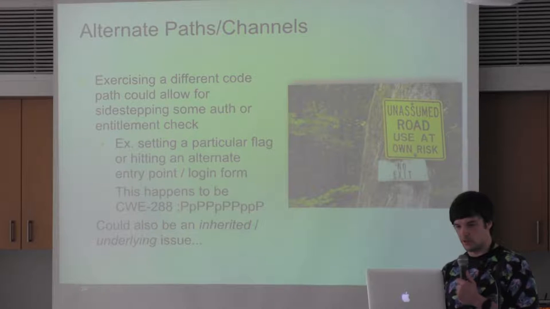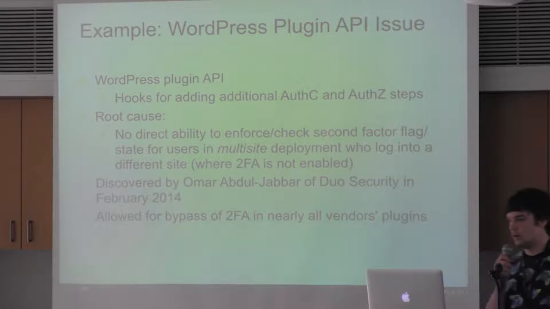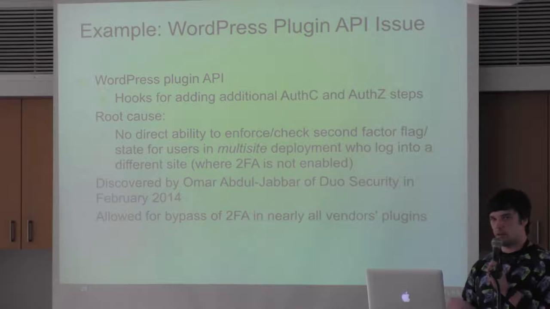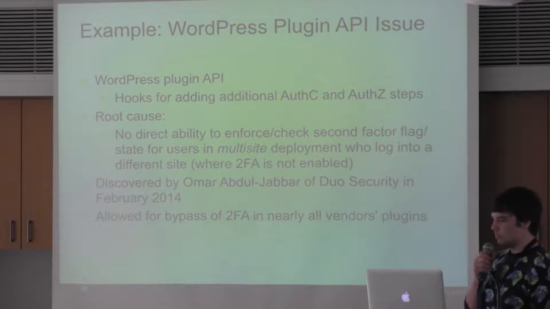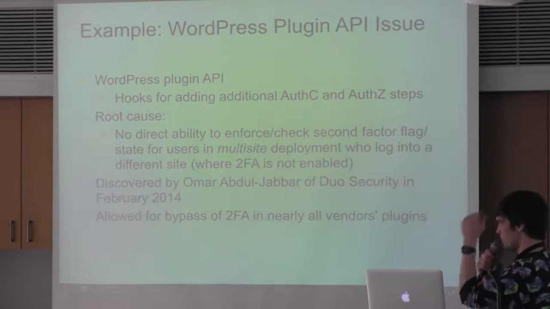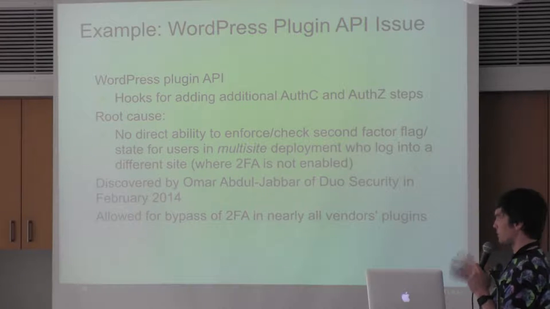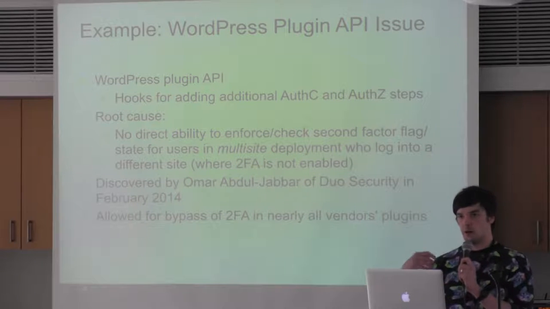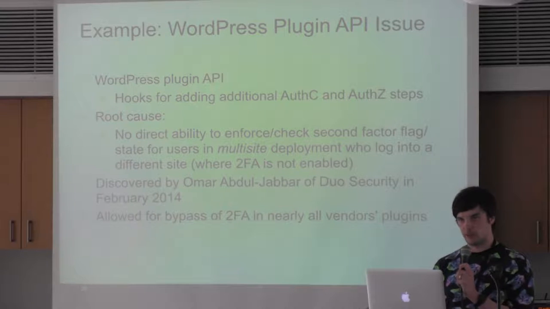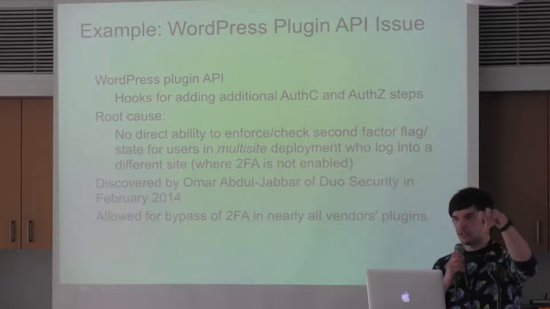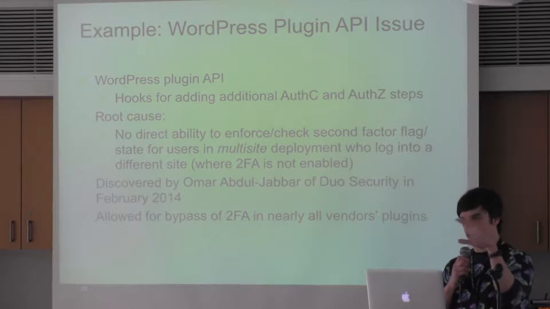In this case, the example was the WordPress plugin API. You're probably familiar with this, WordPress has plugins. There are hooks around authentication and authorization, and you can basically shim yourself in to do additional checks, such as second factor of auth. What happened was Omar Abdul-Jabbar, who I worked with at Duo, and was responsible for maintaining the WordPress integration, discovered that if an organization had used the multi-site feature of WordPress, which allows you to have one WordPress installation with a master site and then all these child sites, but they're all effectively part of the same installation.